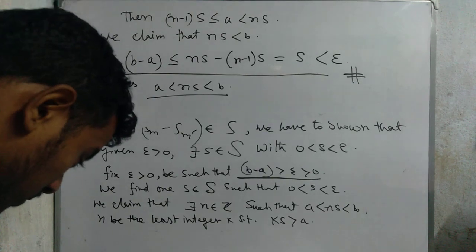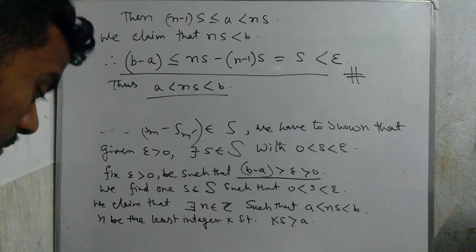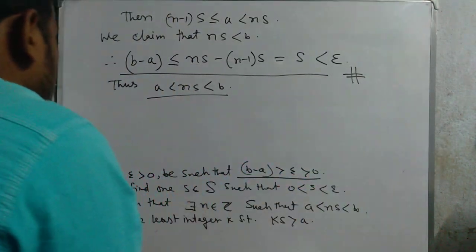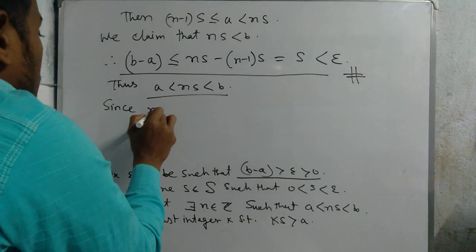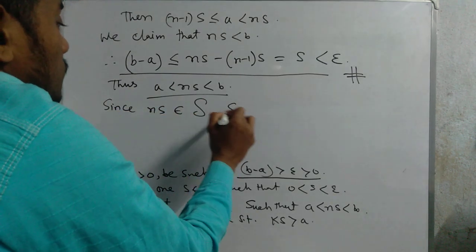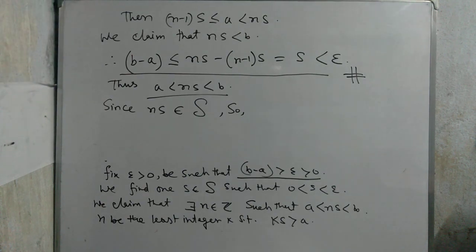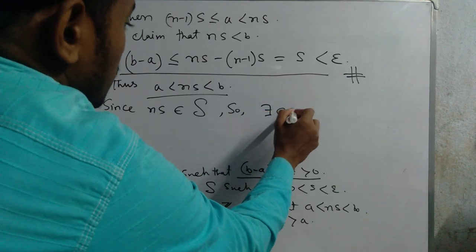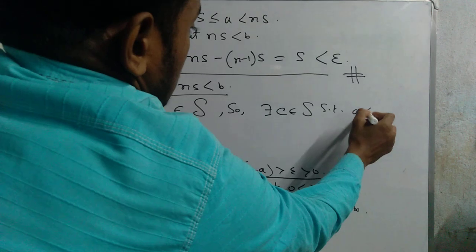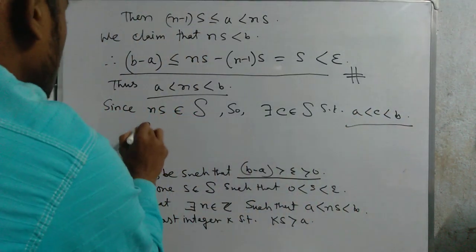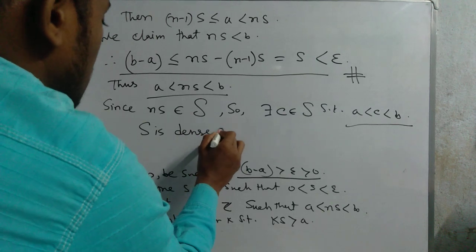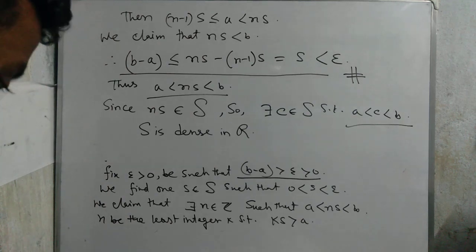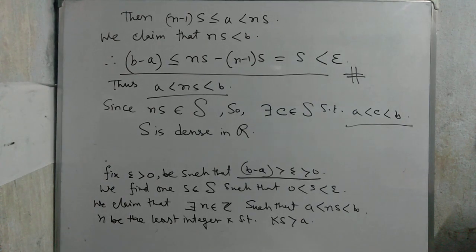Now since ns belongs to S, we find that there exists one c belonging to S such that a is less than c, which is less than b. So S is dense in R. Okay, so we have easily seen this.